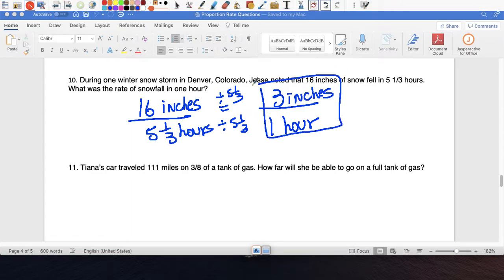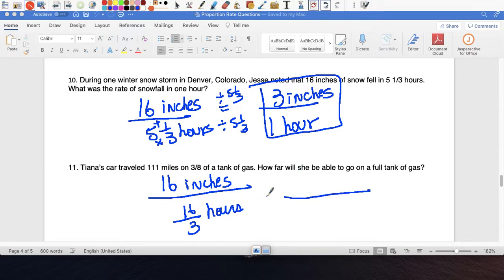Now, let's say you didn't have a calculator. Maybe you want to change that mixed number to an improper fraction. So 16 inches, and we're going to change 5 1/3. So remember, times and plus, 3 times 5 is 15, plus 1. So we can use the improper fraction, 16 over 3. It's the same thing. But if you don't have a calculator, it's probably easier. So we can multiply this by 3 over 16 and multiply this by 3 over 16.